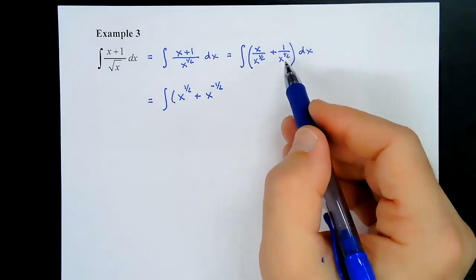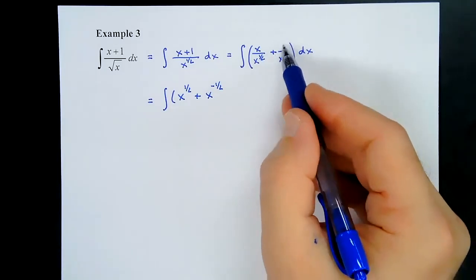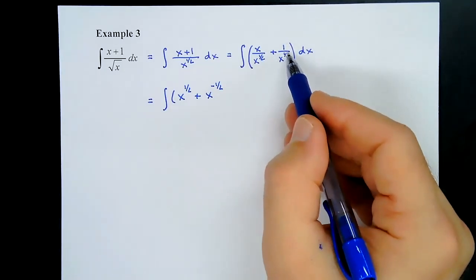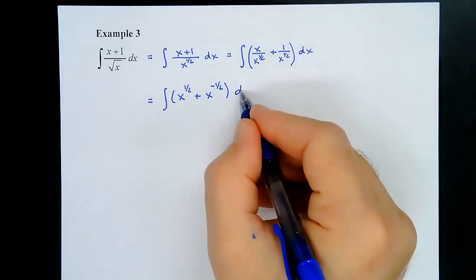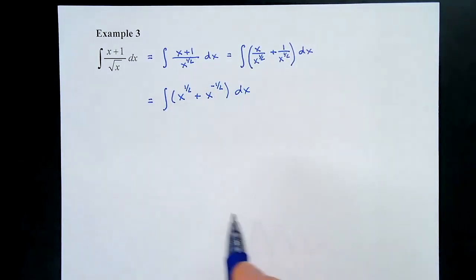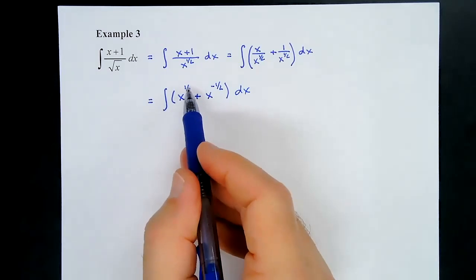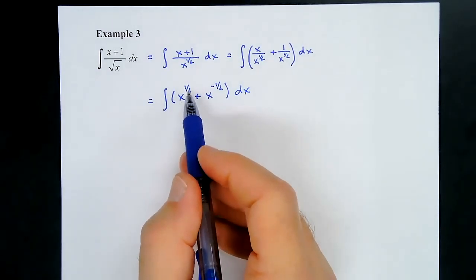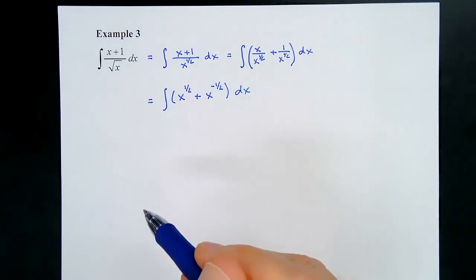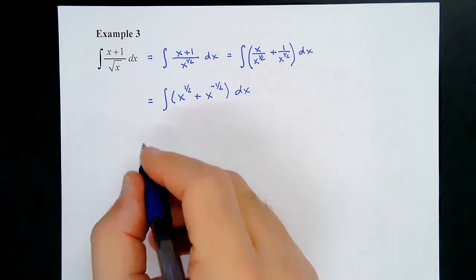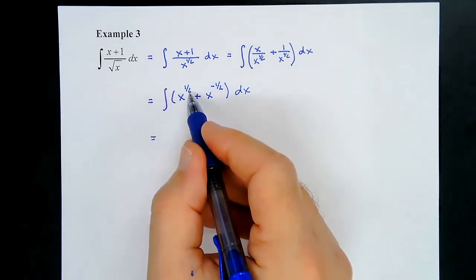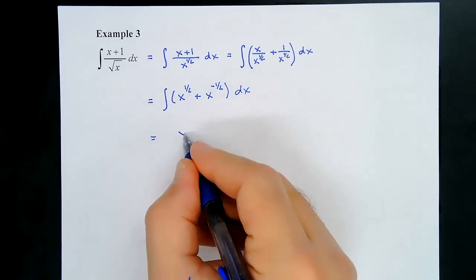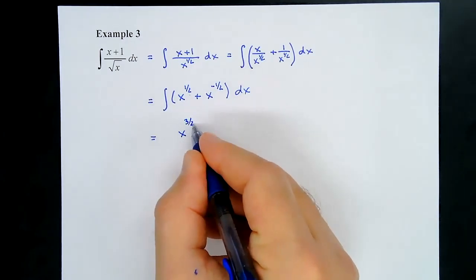I can rewrite this. I want x to a power, so I'm going to write it as x to the negative 1/2 power, and then dx. Now the exponents are fractions, so instead of dividing, we're going to be multiplying by the reciprocal. If I add 1 to this, that's adding 2/2, so that makes x to the 3/2 power.